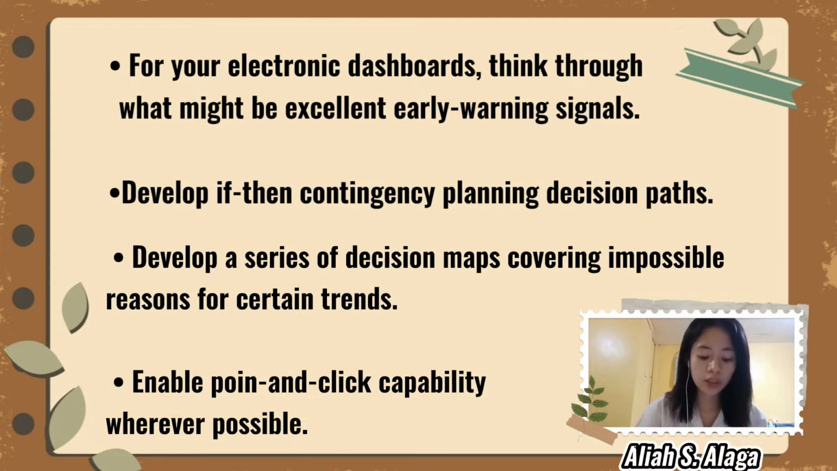Second is develop if-then contingency planning decision paths. By this, it could be a standard operating procedure for your organization that has options for detecting variations for the adjustment. Third is develop a series of decision maps covering possible reasons for certain trends. This could help you get to the core issues and know what things need to be adjusted. And last, enable point and click capability wherever possible. This could help your users see contributors to the calculation and their trends. This could also help you find causes that keep you off track and find what things need to be fixed.